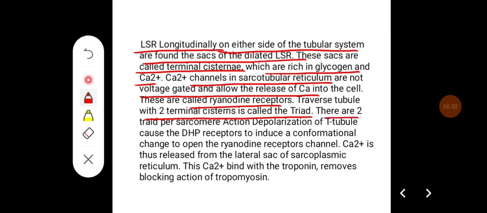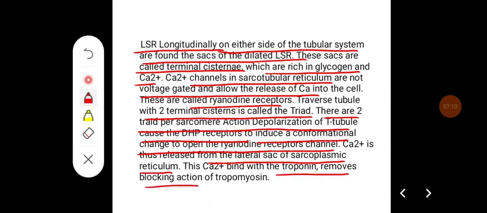There are two triads per sarcomere, and an action potential on the T-tubule causes the DHP receptors to induce a conformational change to open the ryanodine receptor channel. Calcium is thus released from the lateral sac of the sarcoplasmic reticulum. This calcium binds with troponin and removes the blocking action of tropomyosin.